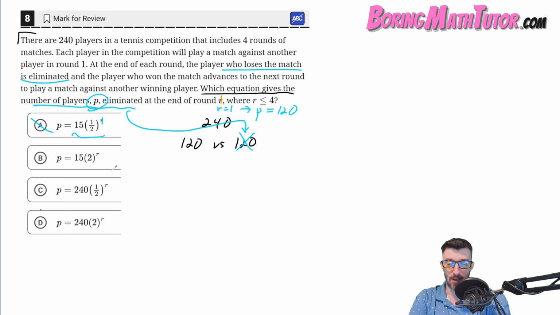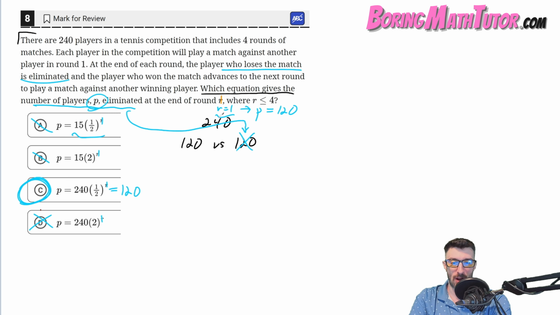15 times 1/2, definitely not 120. 15 times 2, definitely not. 240 times 1/2, yes, that comes out to 120. 240 times 2, no, definitely not. So without having to do any other rounds or think about the general pattern, we were able to get the answer by just plugging in a simple number.